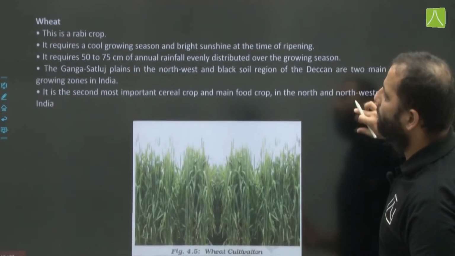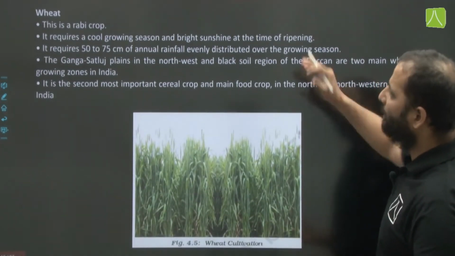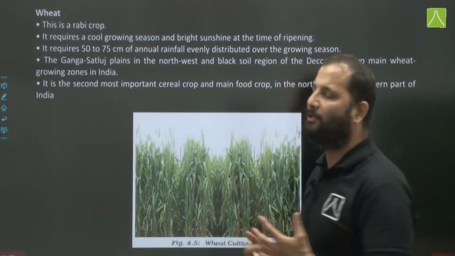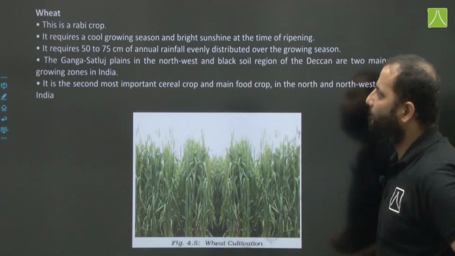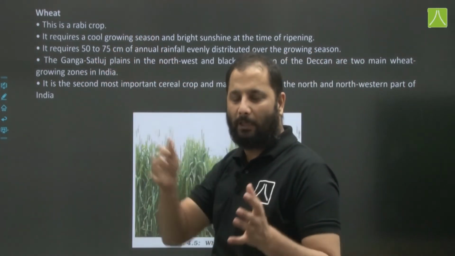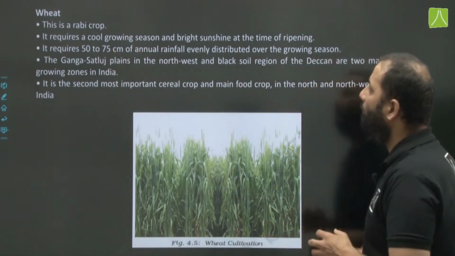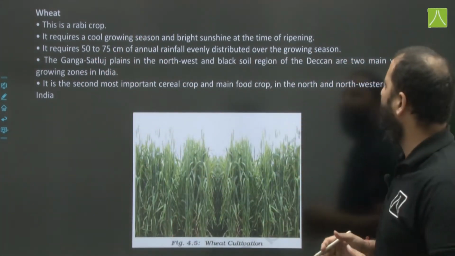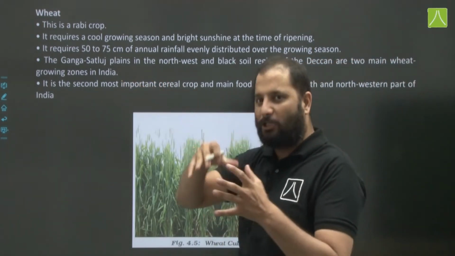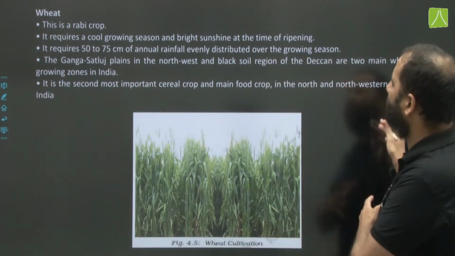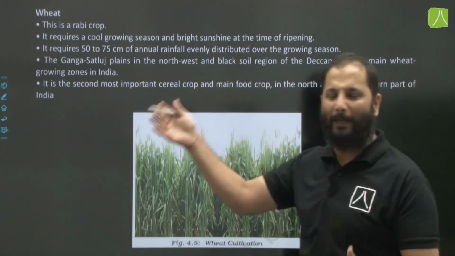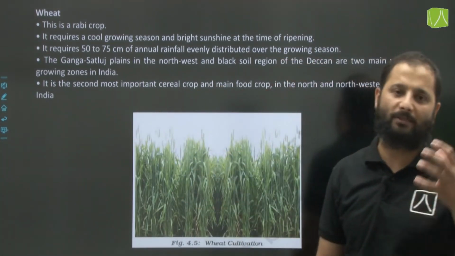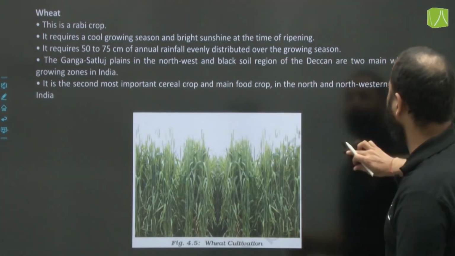Now, the next important crop is your wheat. It is a rabi crop, requires a cool growing season and bright sunshine at the time of ripening. It requires 50 to 75 centimeters of annual rainfall, evenly distributed over the growing season. The Ganga-Satluj plain in the northwest and the black soil region of the Deccan are the two main wheat growing zones, and it is the second important cereal crop after rice.